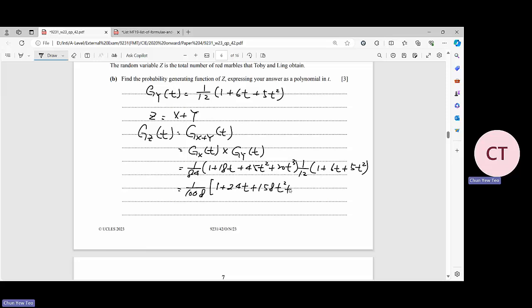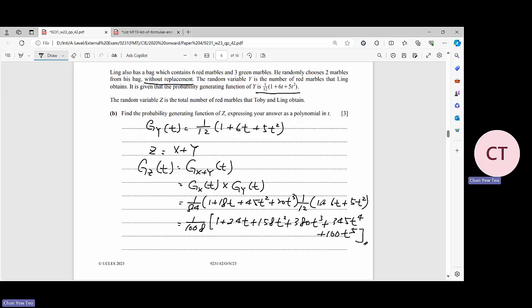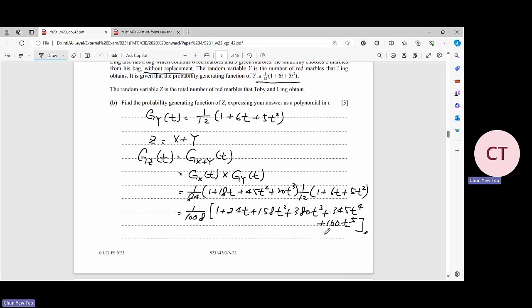158t squared, 3x0t cubed, 345t to the power 4, and 100t to the power 5. Okay, so this will be the answer for B. And now we move on to question C.